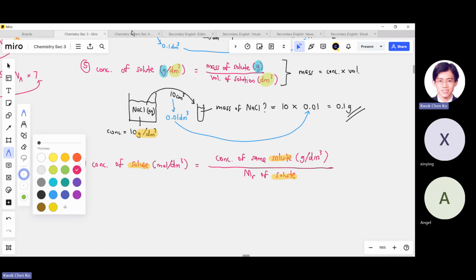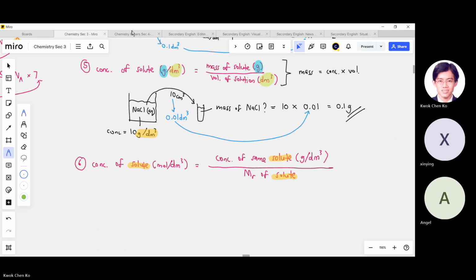Okay, very, very simple example again. So let's say I use the same beaker here, sodium chloride. Can you find the concentration of sodium chloride in mole per dm cube? You already know the concentration in gram per dm cube. Can you find the concentration in mole per dm cube? Just take 10 divided by the mR.